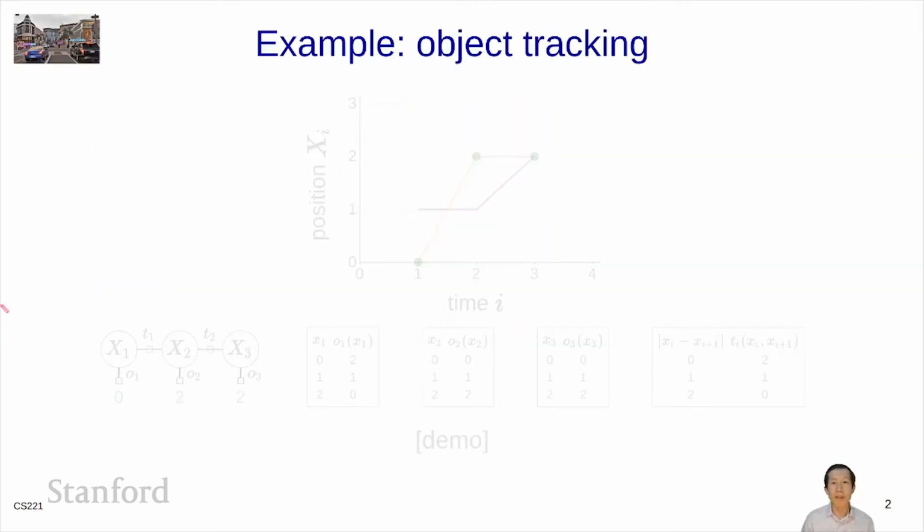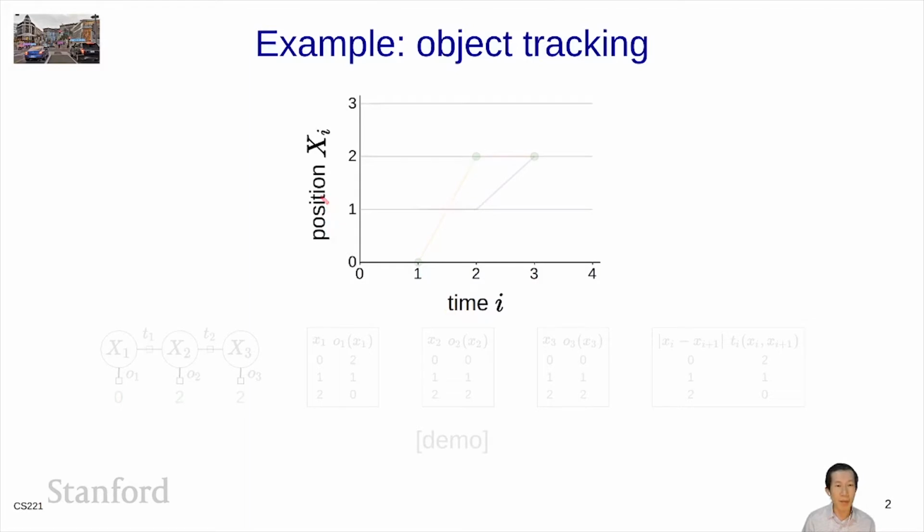So let us revisit the object tracking example. In this example, we're trying to track an object over time. At each time step, we record a noisy sensor reading of its position. At time step 1, we see 0. Time step 2, we see 2. Time step 3, we see 2. And the question is, what was the trajectory that object took? Is it this one or something else?